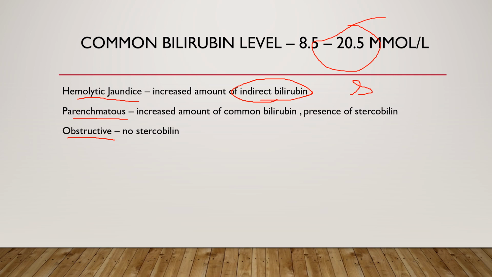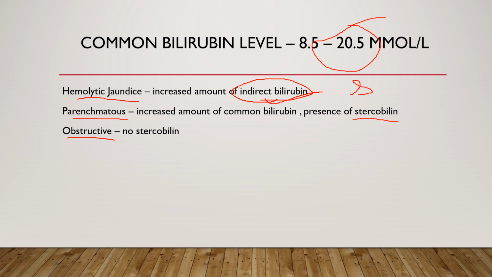As I already said, in hemolytic jaundice only the level of indirect bilirubin will be increased. The level of common bilirubin will be equal to the norm or slightly increased. But in parenchymatous jaundice, the levels of bound and unbound bilirubin, or direct and indirect bilirubin, are almost the same, and presence of stercobilin differentiates it from obstructive jaundice. So our conclusion is parenchymatous jaundice.